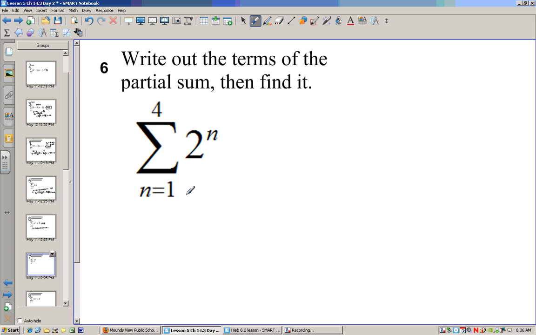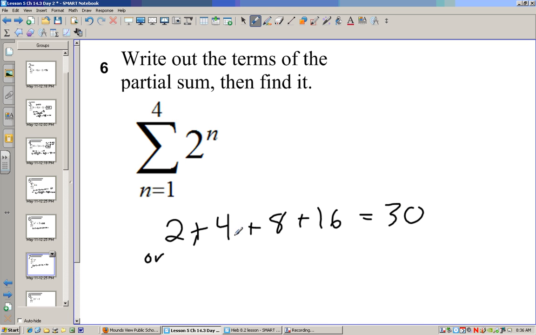Now let's try this one. 2 to the first is 2, plus 2 to the second, which is 4, plus 2 to the third, which is 8, plus 2 to the fourth, which is 16. If I add that up, 2 plus 4 plus 8 plus 16, I get 30. Or, since I'm multiplying by 2 each time, this is a geometric series.